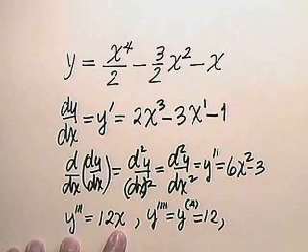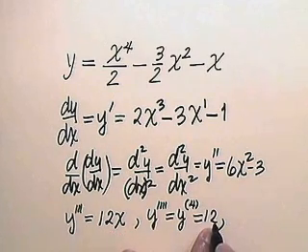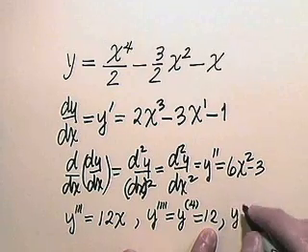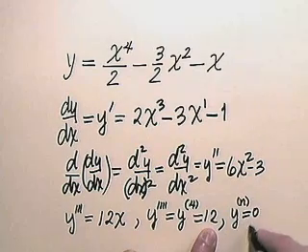And so what's the fifth derivative? If I differentiate 12, what am I going to get? 0. Well, if I differentiate 0, I just get 0. So that means all the derivatives of orders 5 and above are 0.